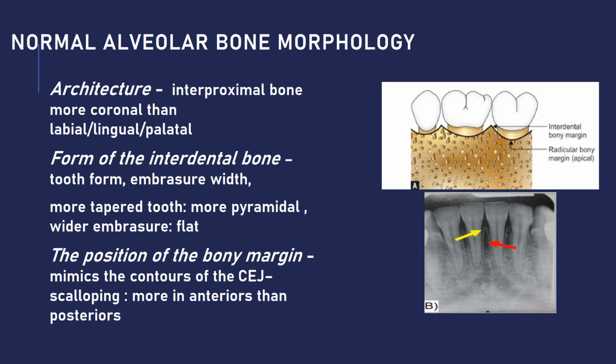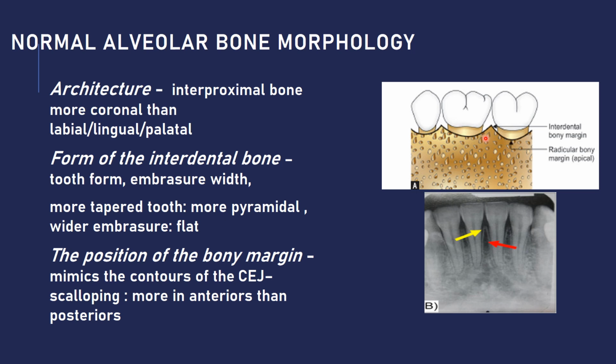So coming to normal alveolar bone morphology. What is normal alveolar bone morphology? It's very important to know this to perform resective osseous surgery correctly. The scalloping depends on both tooth and tooth root form, tooth position and the alveolus. So a normal architecture will be like this: the interdental bone will be more coronal than the labial, lingual or palatal bone. You can see that this is a normal structure.